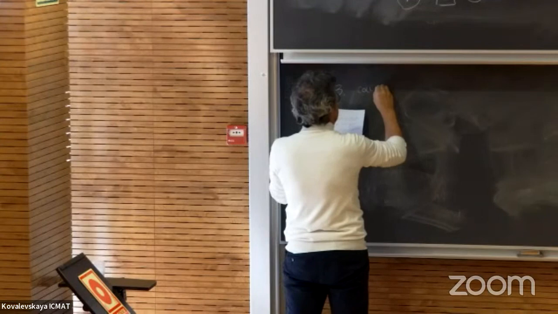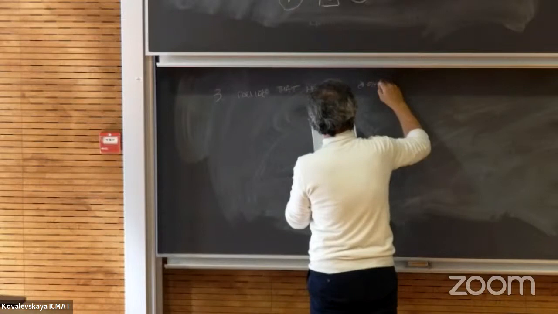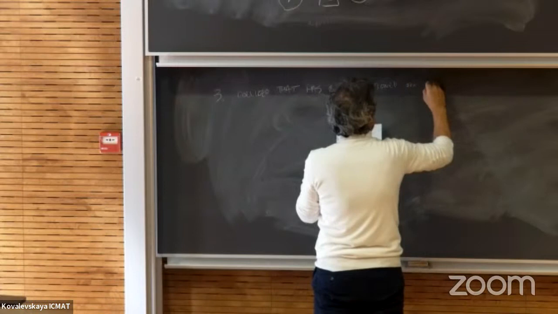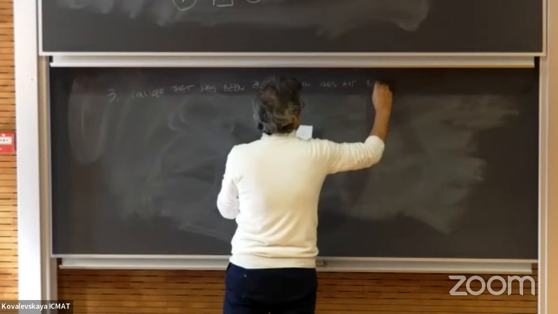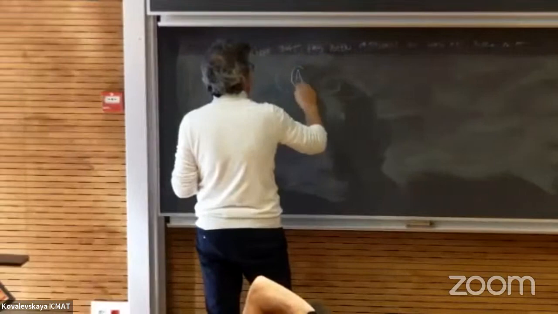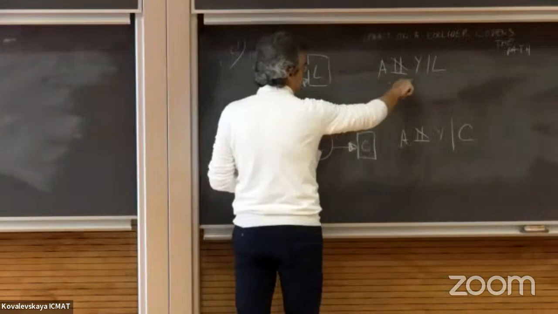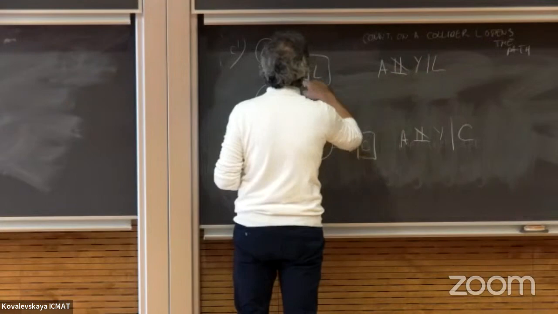A collider that has been conditioned on does not block a path. It's open. And we have the example there. So does not block a path will entail that there is association given L, and therefore information flows.